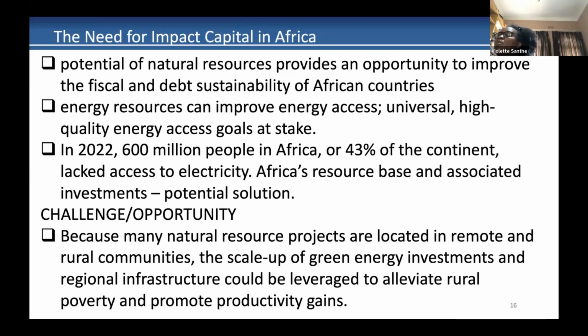Now, what is the challenge or the opportunity? When you look at it from one angle, it's a challenge, but when you look at it from a different angle, it's an opportunity. Because of many natural resources, projects are located in remote and rural communities. The scale-up of green energy investments and regional infrastructure could be leveraged to alleviate rural poverty and promote productive gains. I'm saying this because most rural areas cannot be on a national grid. That's why green energy, which uses, for instance, solar and other sources of energy, can be an opportunity for most projects.